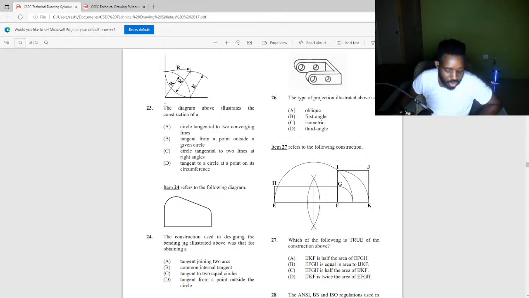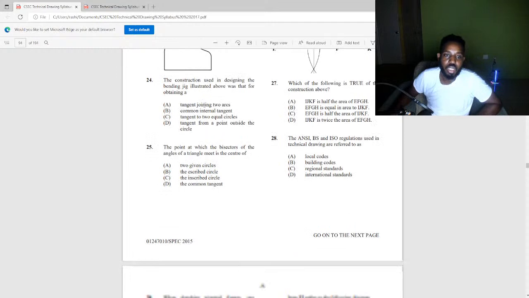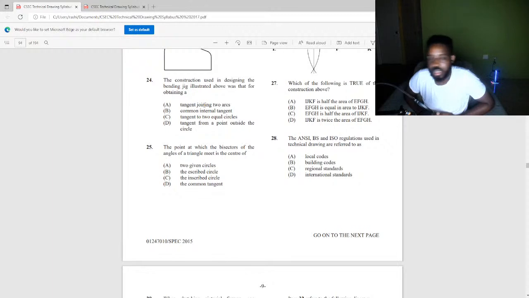All right. So here now, number 24. The construction used in designing the bending jig illustrated above was that for obtaining: A, tangent joining 2 circles, B, common internal tangent, C, tangent to 2 equal circles, or D, tangent from a point outside the circle.